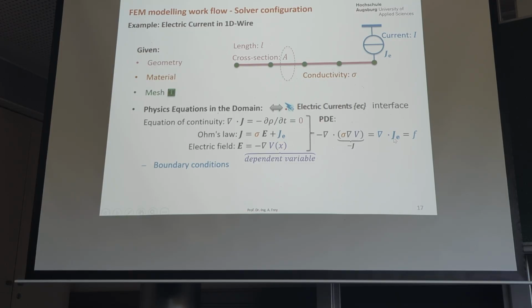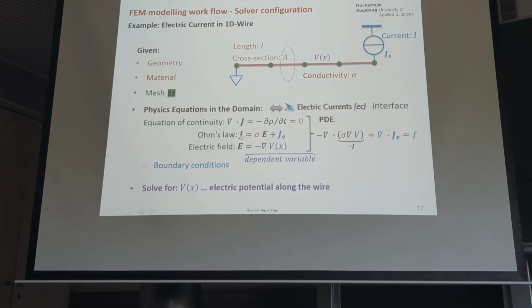Then of course the equation changes. If you have a current, we have a source which feeds the whole wire. Not to forget, if the current flows in here, it has to flow out into ground. So these are the two electric boundary conditions we would apply. And then the remaining task would be to solve for the electric potential along the wire. If we have the potential, we can calculate the electric field. The electric field is connected to the current density.